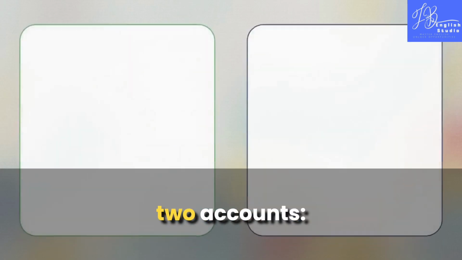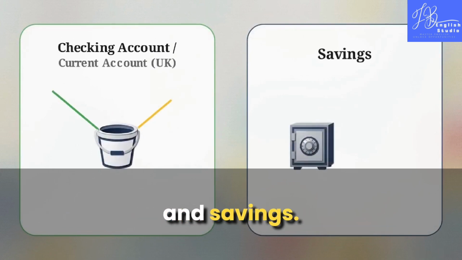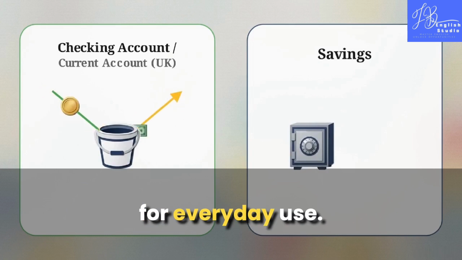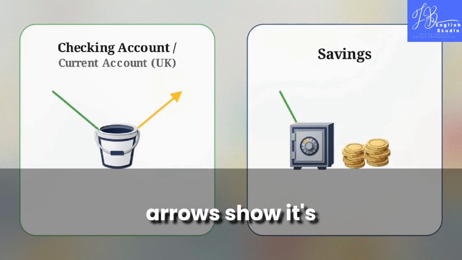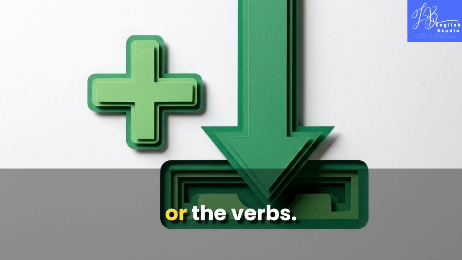This graphic shows two accounts: checking, or current account in the UK, and savings. Arrows on the checking bucket show money constantly moving for everyday use. The savings bucket's lock icon and inward arrows show it's a holding space for money to grow. Now let's look at the movement, or the verbs.